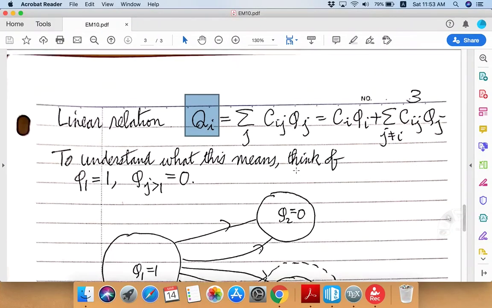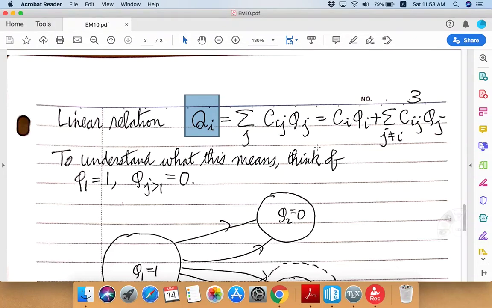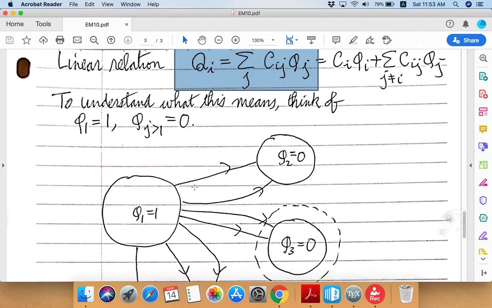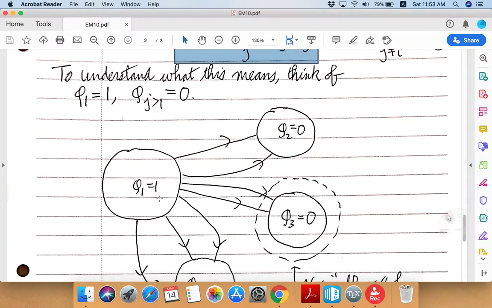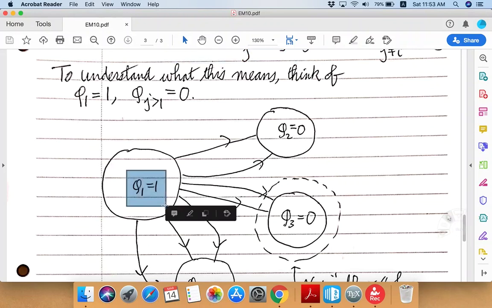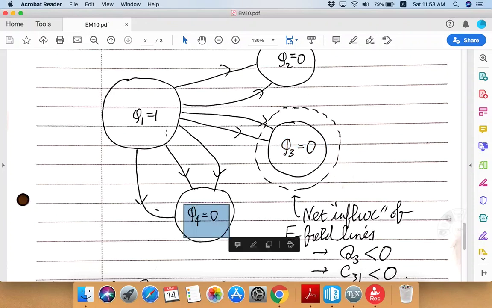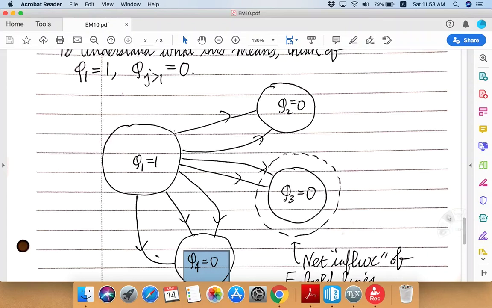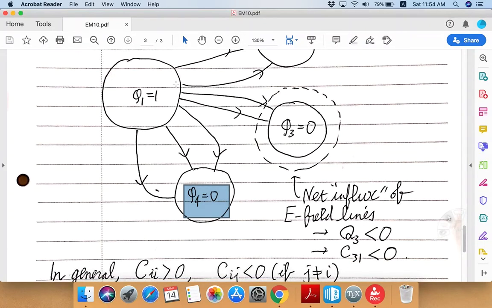So another way of understanding this complicated relationship is to consider the case where only one of the islands is held at some potential. Let me call that potential value equal to 1. And all other islands are held at zero potential, like this. Okay, and because electric field lines will flow from the high potential region to the low potential region, we might as well expect these field lines to look something like this. So all the arrows are pointing away from the high potential island, and they're flowing into all the islands that are held at zero potential.